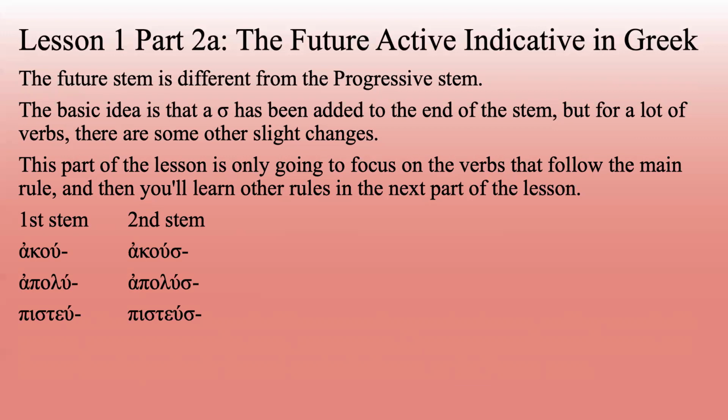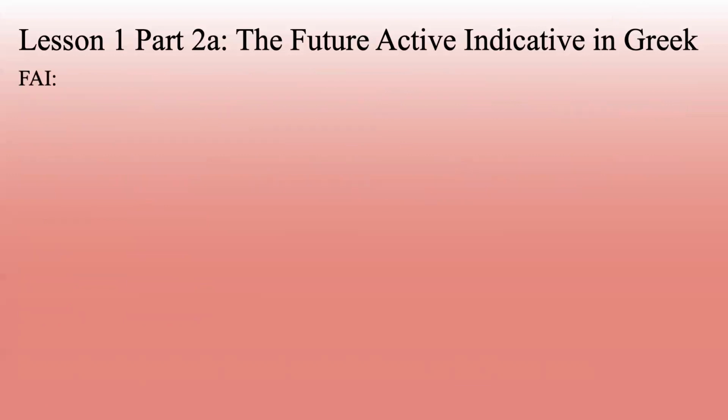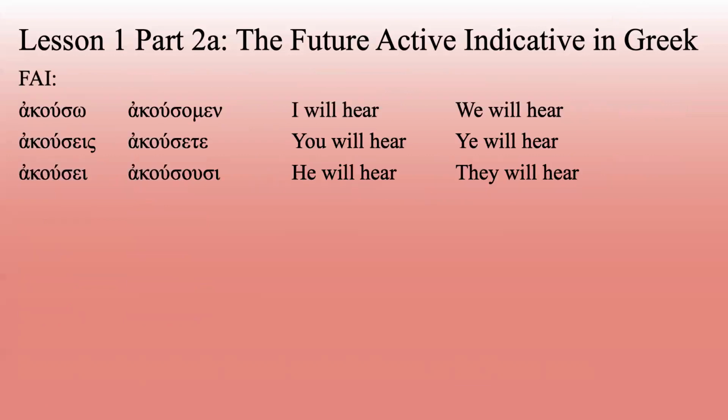A little random side note here. The only verbs that actually follow this rule 100% accurately are ones whose first stems end in upsilon. For some reason, those are the only ones that actually properly follow this rule because everything else has some kind of exception going on. So future active indicative looks like this.